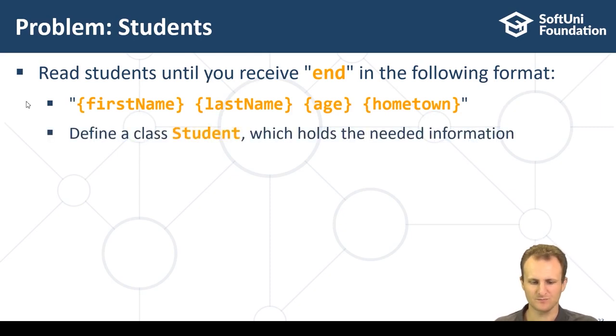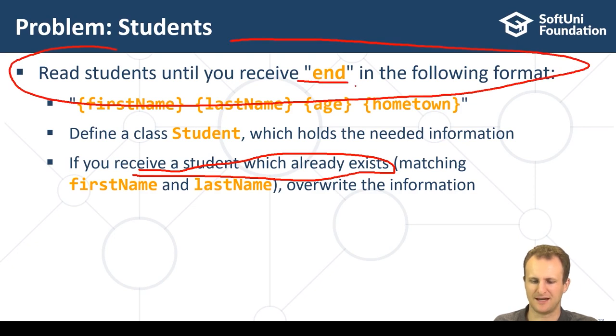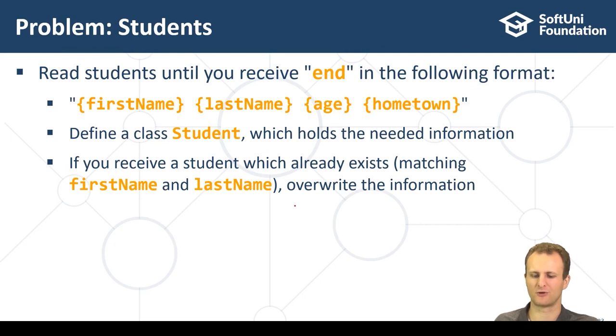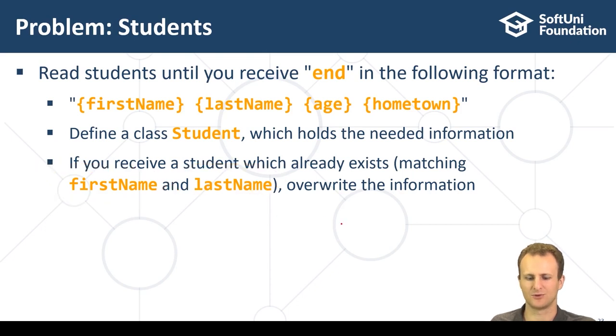Okay, so how do we do that? Well, we need to create a class student and set these fields inside it. And then if we receive a student that already exists in this input, which ends at the end string, we need to overwrite it. So how do we consider one student to already be existing? Well, if the student has the same first name and the same last name, then it's the same student. They've just changed their age or their hometown.